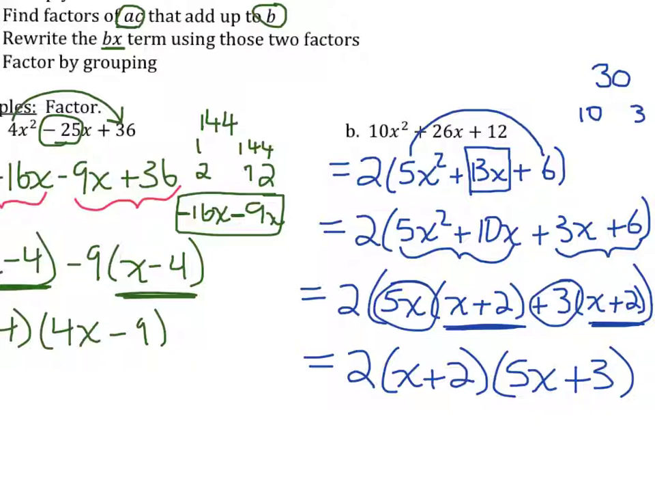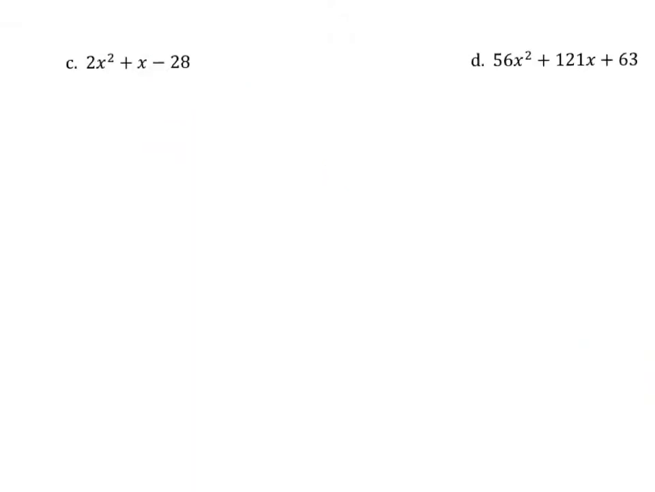Let's look at 2 more examples. My next example is 2x squared plus x minus 28. Notice here, I don't have a GCF. So since I don't have a GCF, I'm going to multiply that 2 by the negative 28. 2 times negative 28 is negative 56.